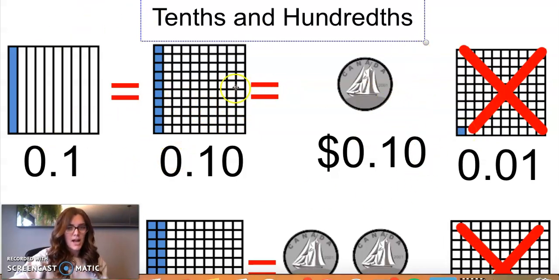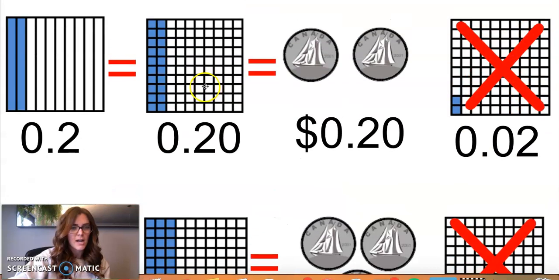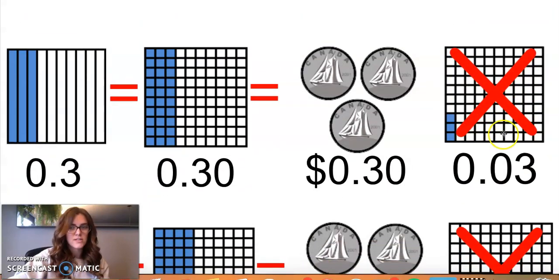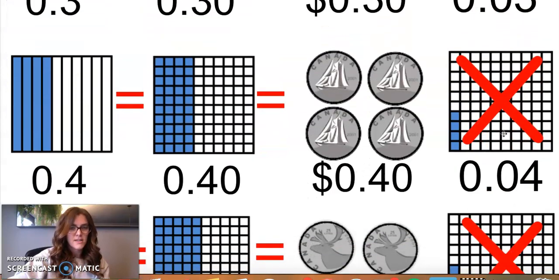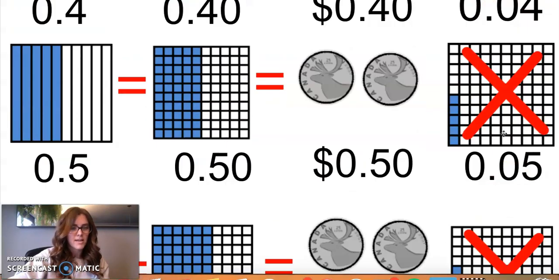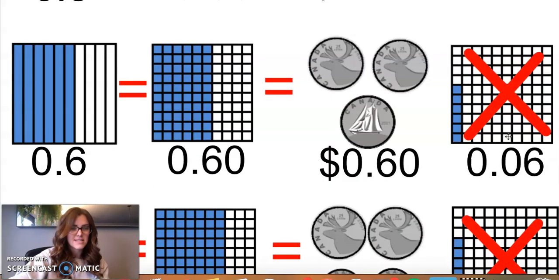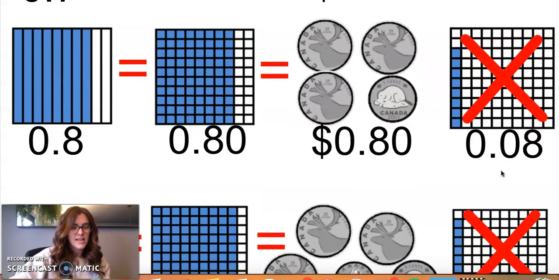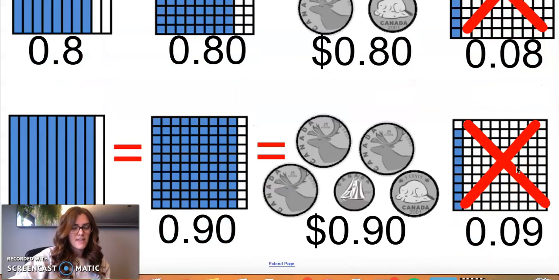Now this rule applies to all the decimals up to 9/10 or 90 hundredths. So if we scroll down here, we have 2/10 is equal to 20 hundredths, which is equal to 20 cents, but it is not equal to 2 hundredths. Okay, and we go down to 3/10, 30 hundredths and 30 cents, 4/10, 40 hundredths, 40 cents, again with 5/10, 50 hundredths and 50 cents, 6/10, 60 hundredths and 60 cents, 7/10, 70 hundredths and 70 cents, 8/10, 80 hundredths and 80 cents, and then all the way to 9/10, 90 hundredths and 90 cents.